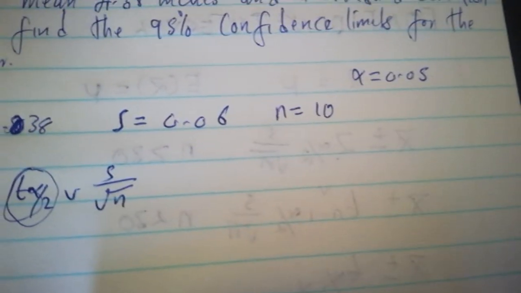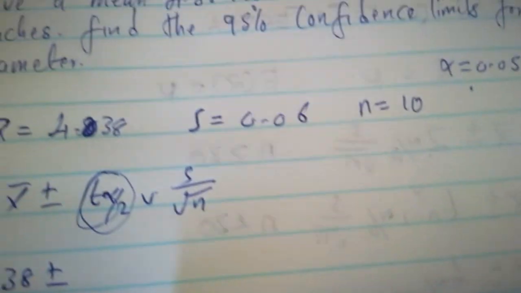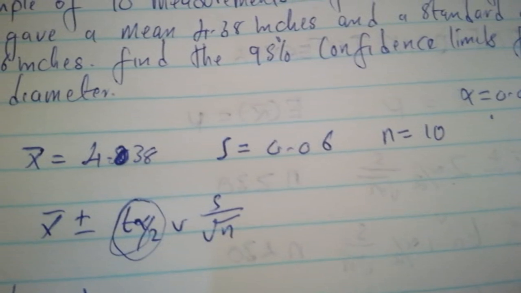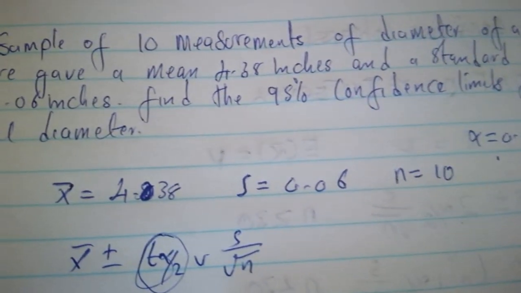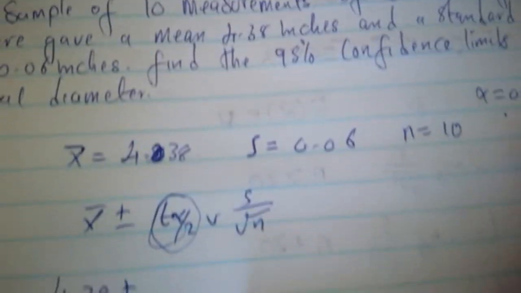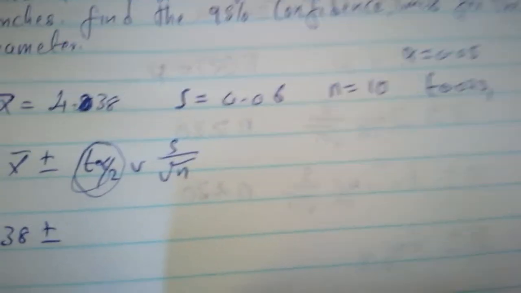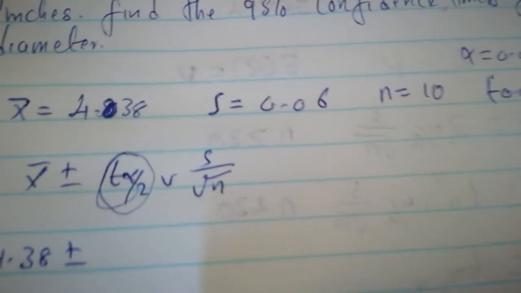Now that we have our alpha, since we are finding alpha over 2, we'll divide this by 2 to get, so 0.05 divided by 2, we have 0.025. So we have got t 0.025. Then our degrees of freedom is n minus 1. In this case, our n is 10.